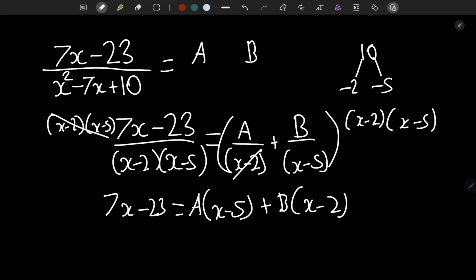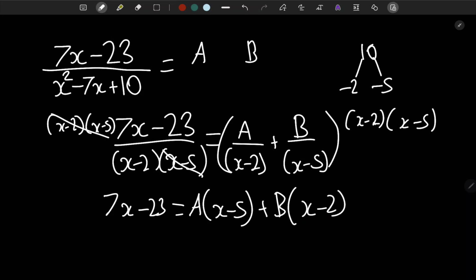The other method that you can use is the cover up method, which I can explain right now also. When we are writing for a, we can cover up in the original equation whatever the denominator for a is. So it's x minus 2, and if we cover this up, we'll be left with x minus 5. That is the cover up method. And for b, we know that the denominator is x minus 5, so we can cover up x minus 5, cancel this out, and we're left with x minus 2.